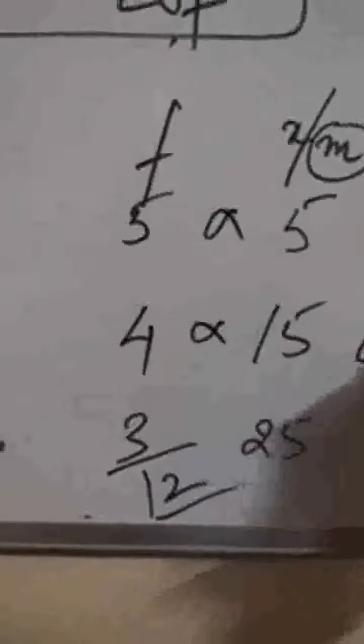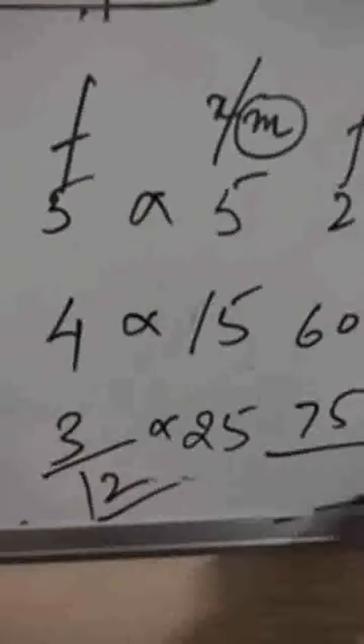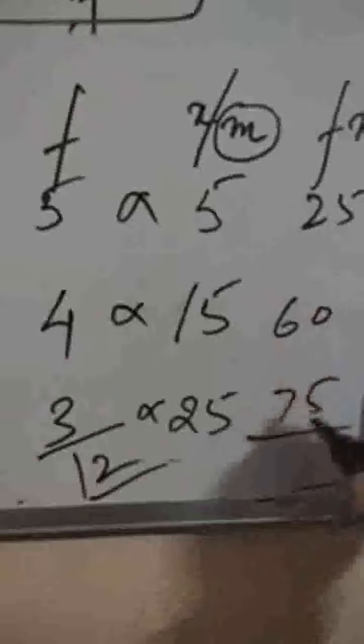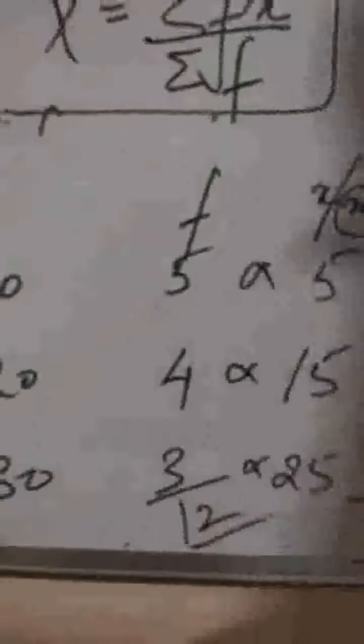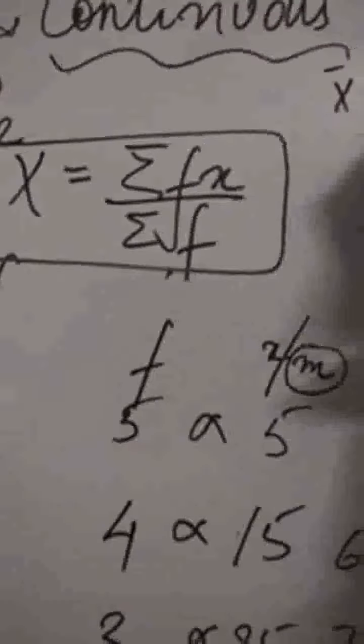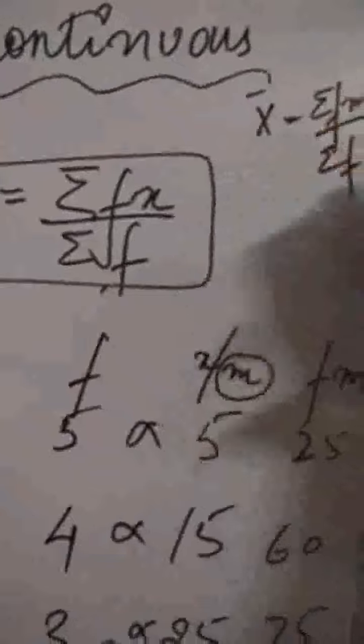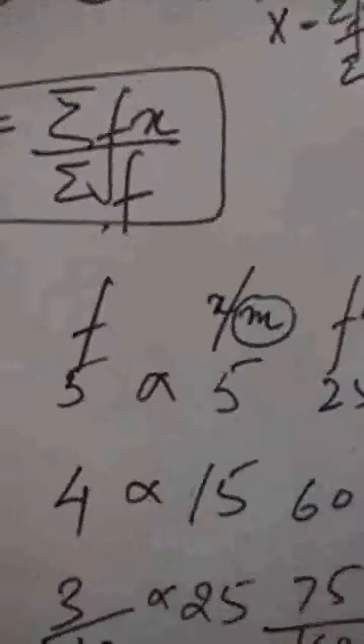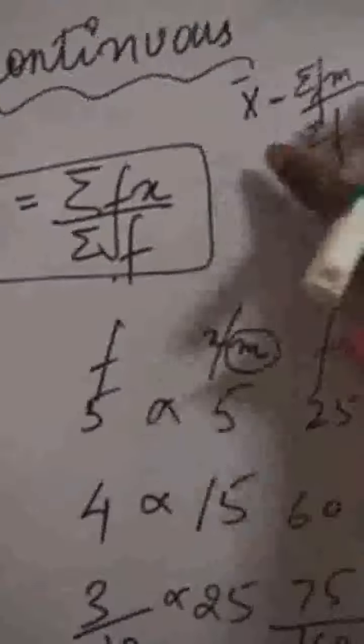Now again fm can be calculated. 5 into 5 is 25, 15 into 4 is 60, 25 into 3 is 75. The total can be done: 75 and 60 is 135, and 25 more is 160. Now the formula is again the same: mean is equal to summation fm upon summation f. This is actually the direct method. Now I'll be making a different video on this continuous series.